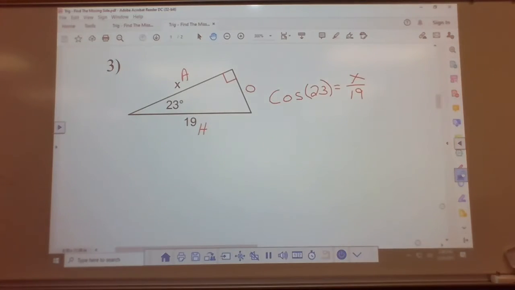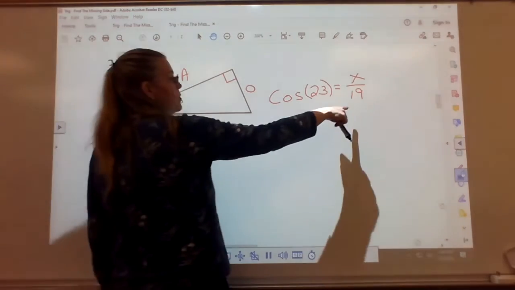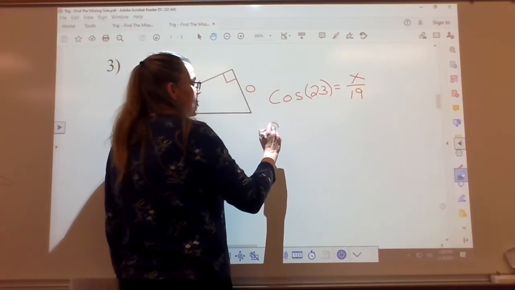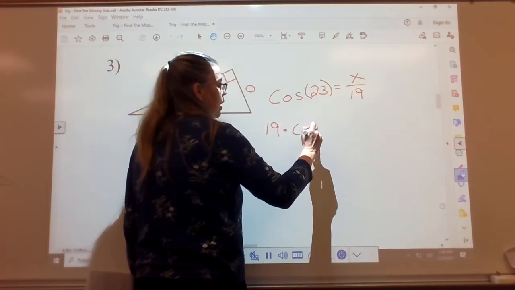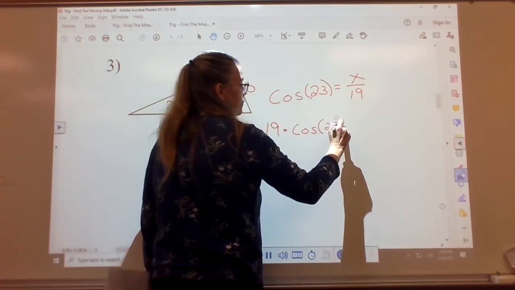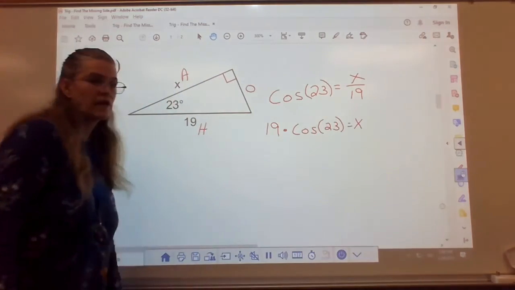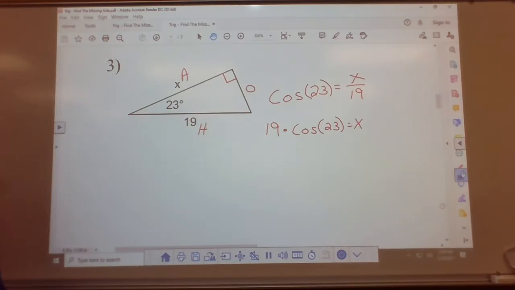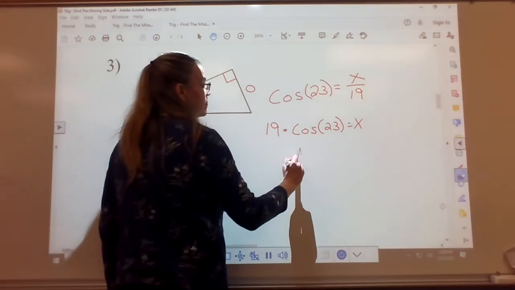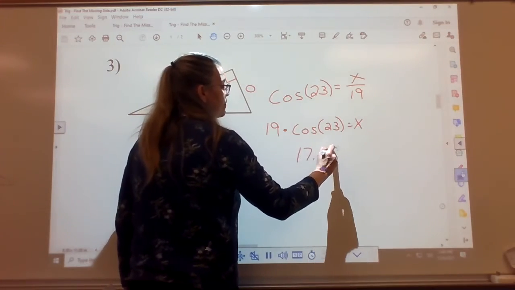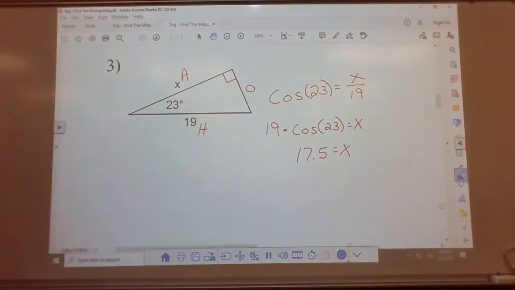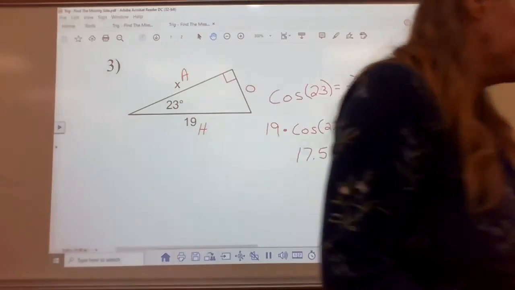Now that's like the first one. I got an x on top, a number on bottom. So all I have to do is get rid of it, divide by 19, by multiplying by 19. And that's what I get. Now I'm not going to switch to the calculator again, but you're just going to type it in just like you see it. You end up getting on this one 17.5. So 17.5 equals x. 17.5. Let me go ahead and do one more.